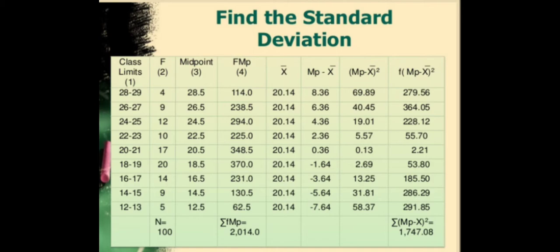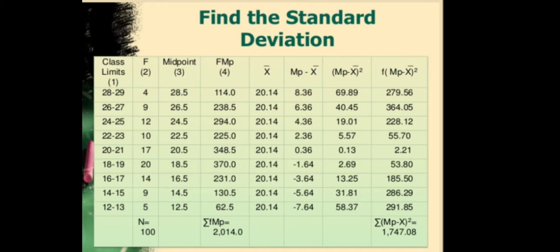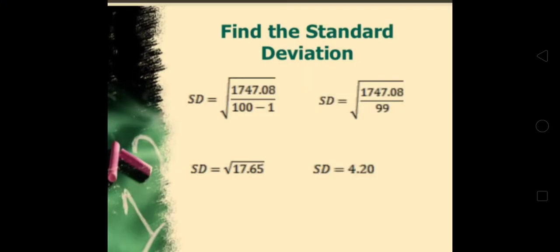Then we have to take summation of f into MP minus x bar whole square, that's equal to 1747, is it? We can apply the formula like this. SD is equal to square root of sum of this divided by n minus 1. That is 1747.08 divided by n, which is 100, minus 1, that is 99. That will be equal to this, and we say SD is equal to 4.28.